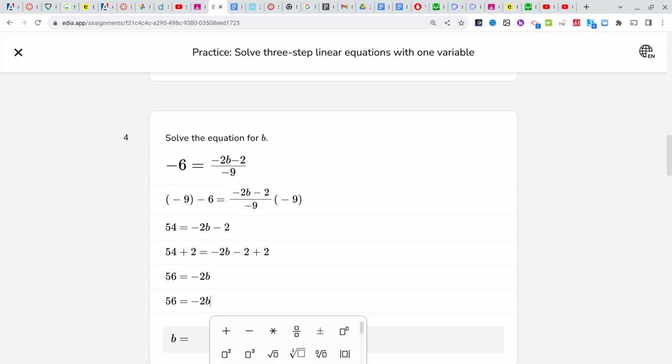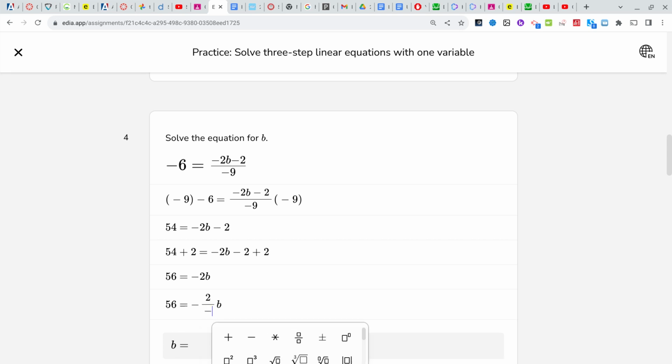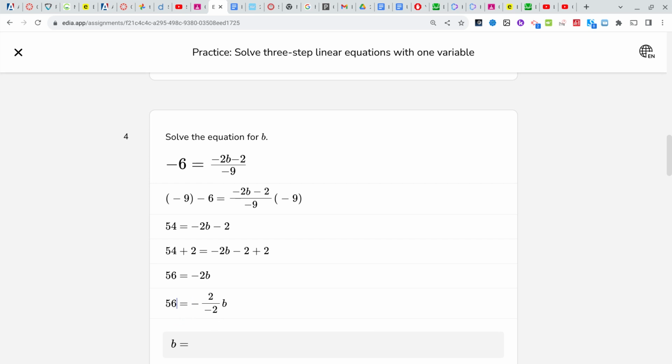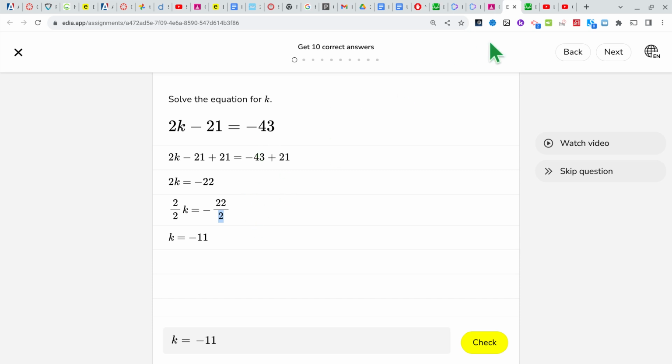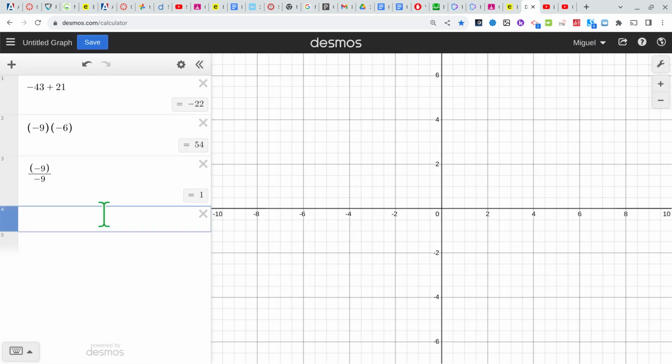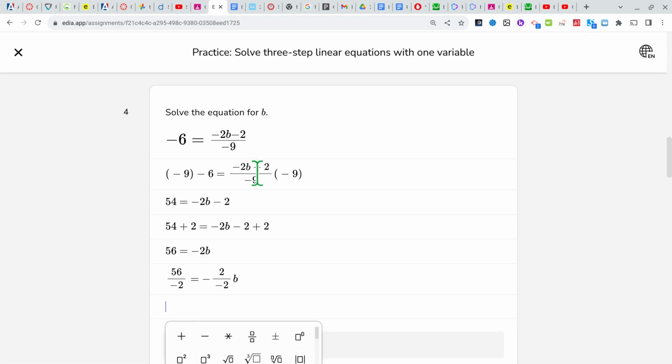Next, I can get rid of the negative 2 by dividing. Keep on making the same mistake. Dividing by negative 2: negative 2 divided by negative 2 is 1, and if you divide that side, you have to divide the other side. So 56 divided by negative 2 is negative 28. This is going to be 1, so then 1b. So b is negative 28.